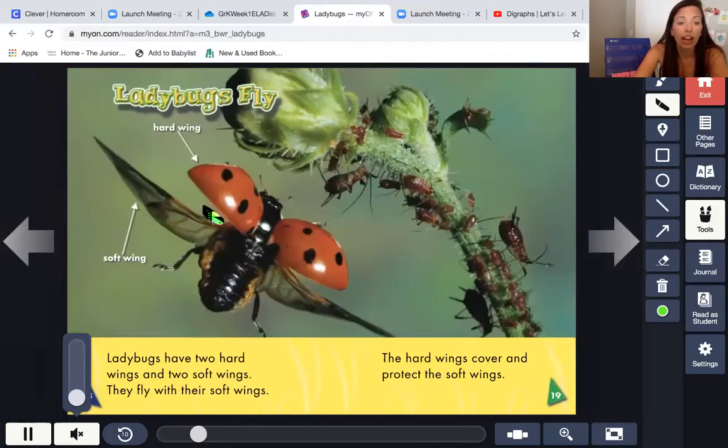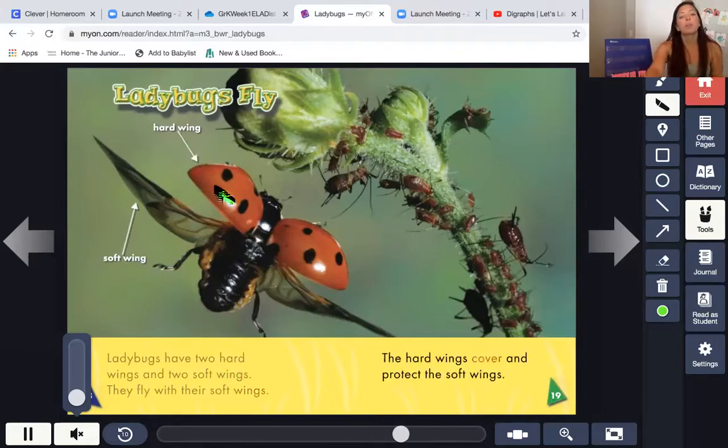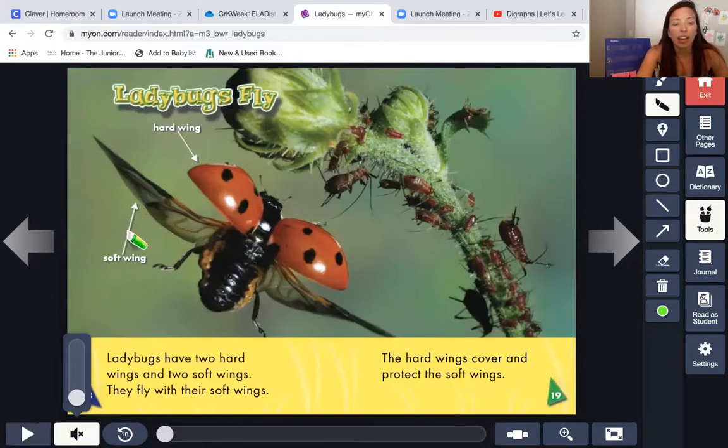Ladybugs fly. Ladybugs have 2 hard wings and 2 soft wings. They fly with their soft wings. So here in our photograph, we have some labels. This was pointing to the hard wing, which is the outside that we normally see when we see a ladybug. But then underneath that, there's a soft wing, and that's what's helping them to fly. The hard wings cover and protect their soft wings.